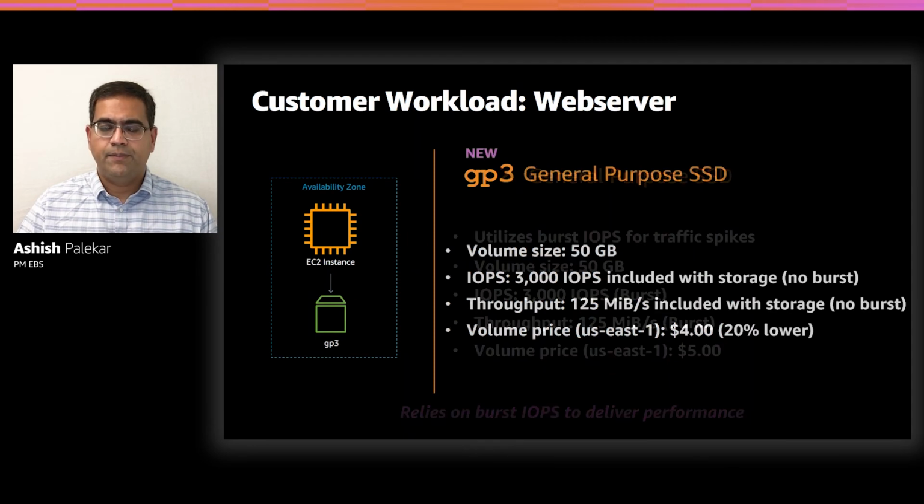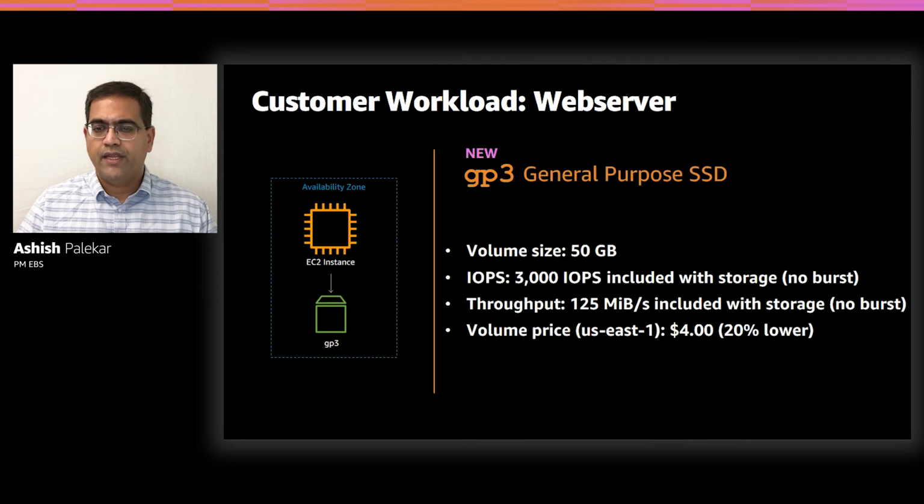If you now look at GP3, you provision 50 gig, you get 3,000 IOs that are included with the storage, there's no burst, you get 125 megabytes per second of throughput included, and the US East pricing on that is $4, which is 20% lower.